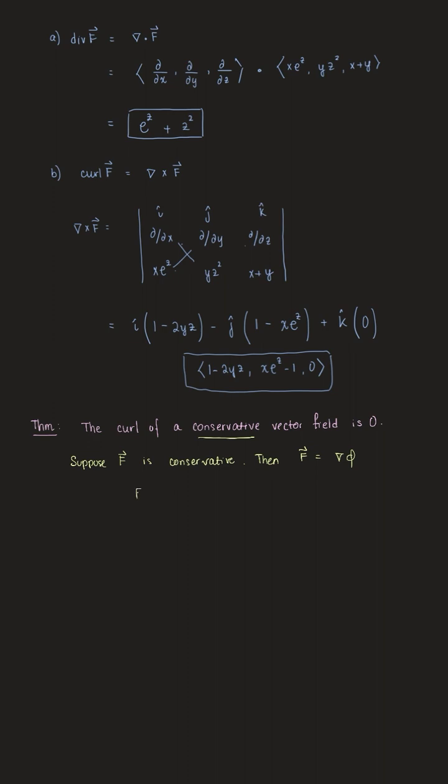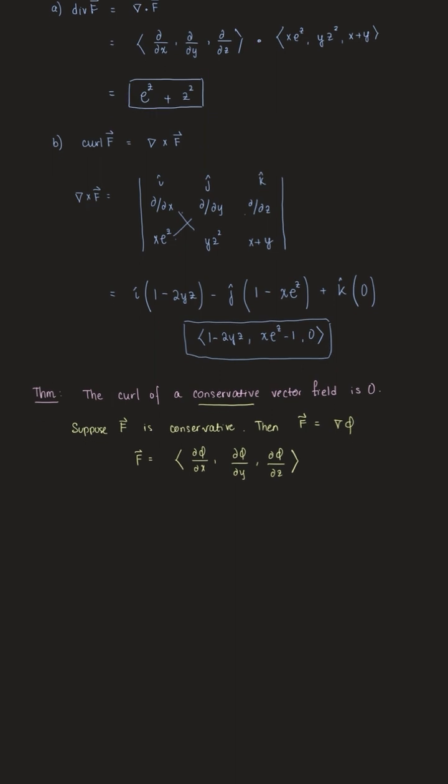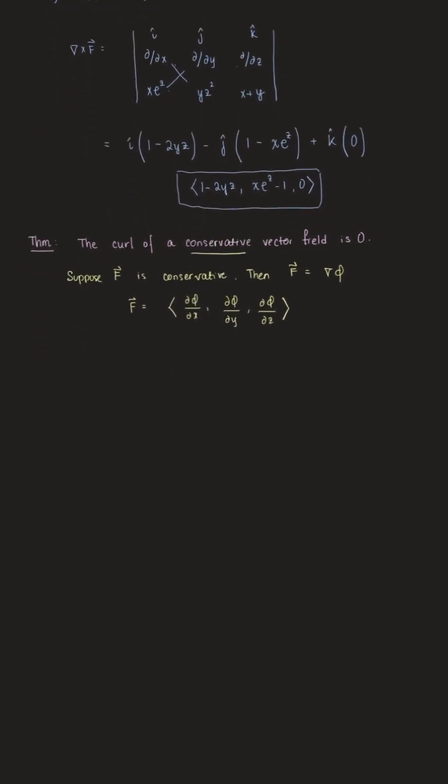And so the components of f can be written as the partial of phi with respect to x, partial of phi with respect to y, and partial of the potential with respect to z. So this is a way in which we can write a conservative field because we know that it is the gradient of some potential function. And this theorem, what we want to prove is that if we take the curl of this vector field, we will get 0. So let's go ahead and set that up.